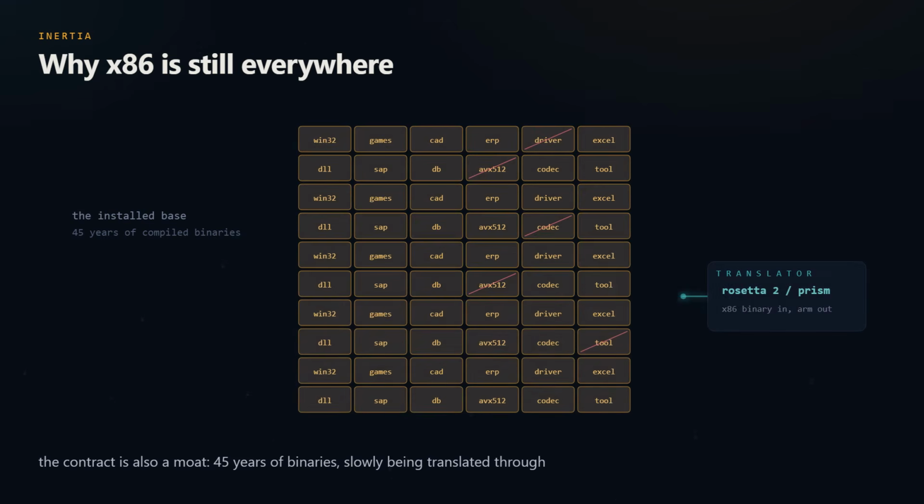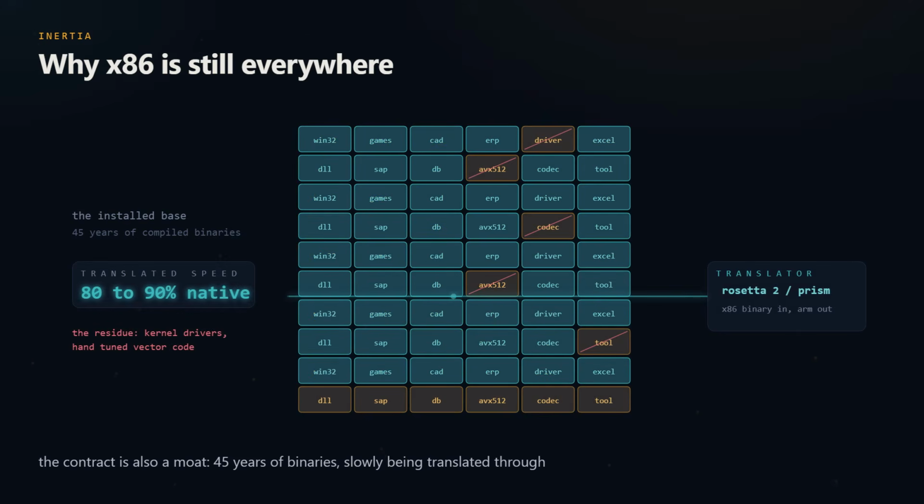So why does x86 still own the desktop and most of the server market? Because the contract is also a moat. 45 years of compiled binaries, games, drivers, enterprise software that nobody can rebuild. That inertia is worth more than watts, but the moat is draining. Rosetta 2 and Microsoft's Prism translate x86 binaries to ARM on the fly, at 80 to 90% of native speed, and they cache the result, so the tax fades after the first run. What resists is the residue, kernel drivers, hand-tuned vector code, anything that talks to hardware directly.